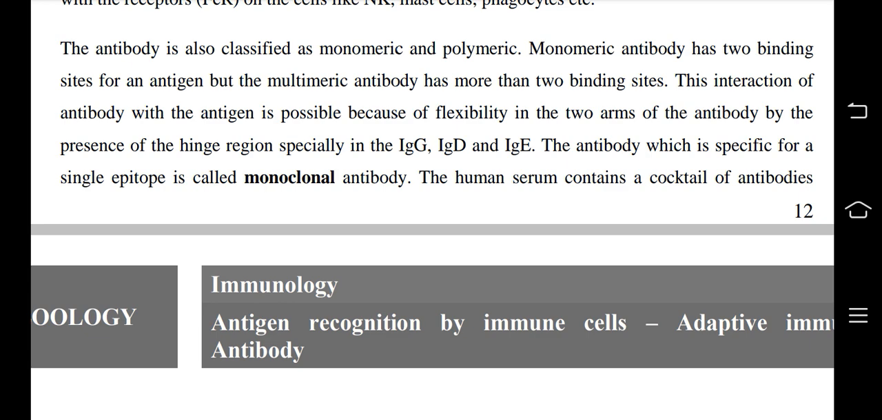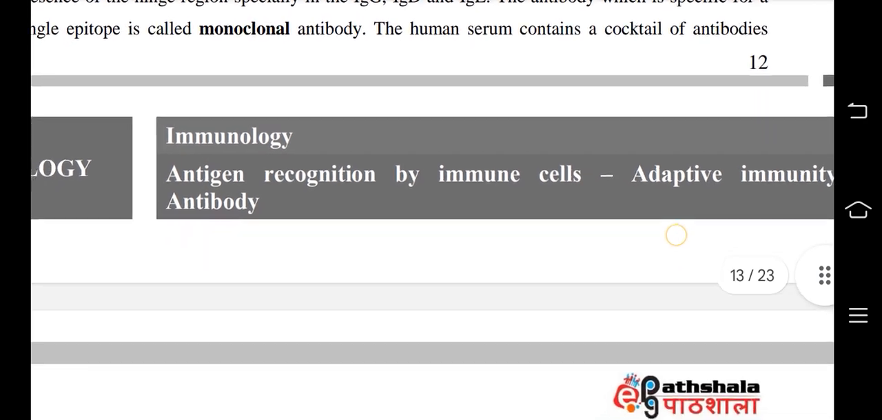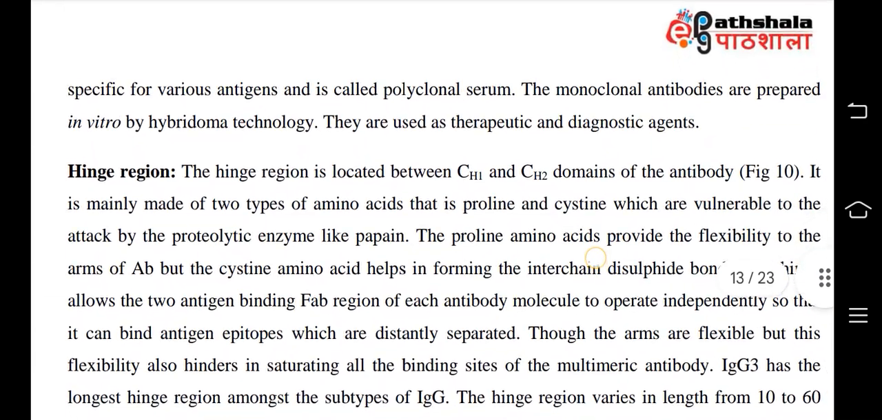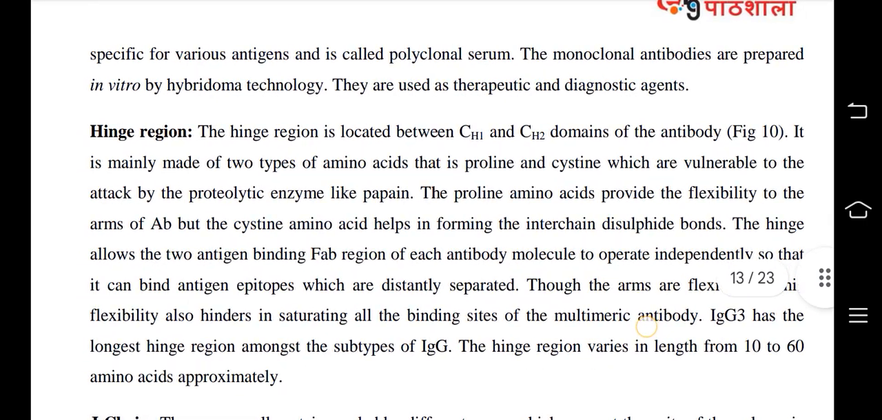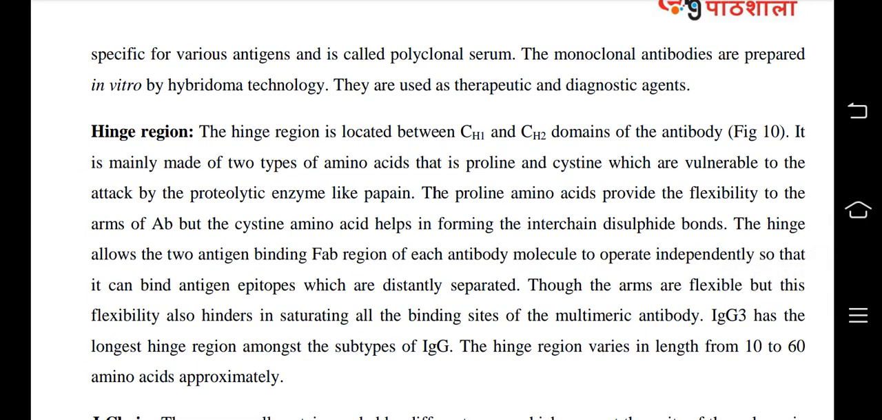The antibody which is specific for a single epitope is called a monoclonal antibody. The human serum contains a cocktail of antibodies specific for various antigens and it is called a polyclonal serum. The monoclonal antibodies are prepared in vitro by hybridoma technology. They are used as therapeutic and diagnostic agents.